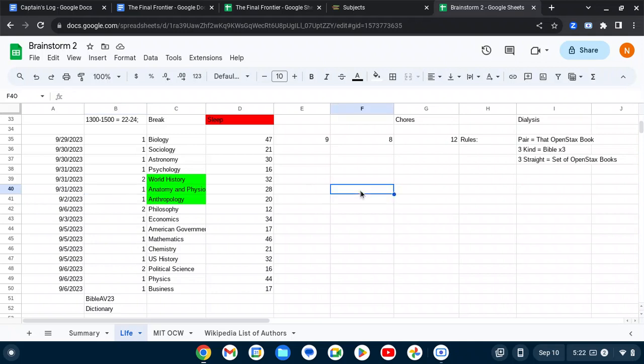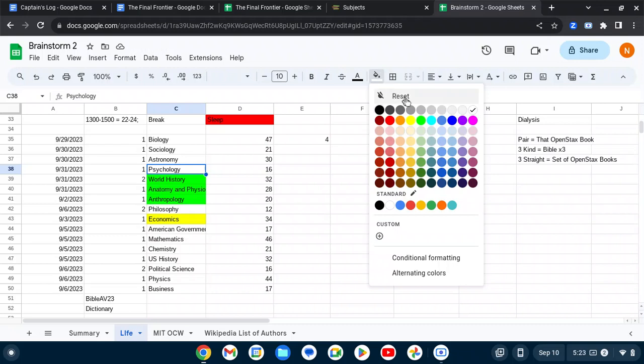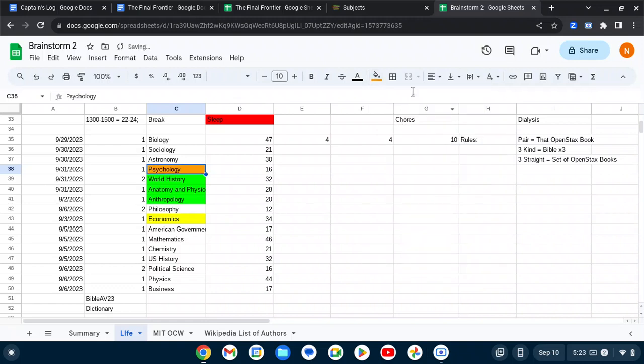And then let's go ahead and maybe get the next 3 rolling. 1, 2, 3, 4, 5, 6, 7, 8, 9. Economics. So economics will be yellow. So like psychology will be even after. So I'll do orange, and then I'll do red.